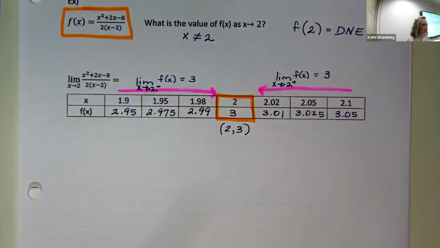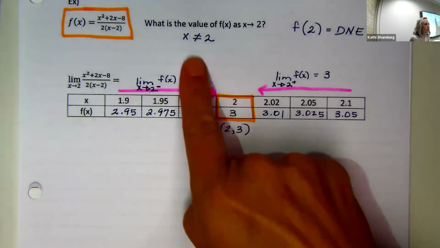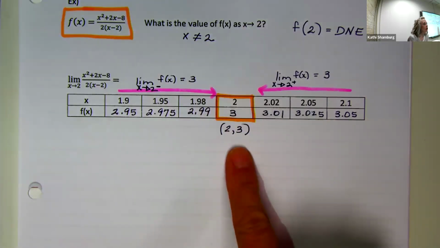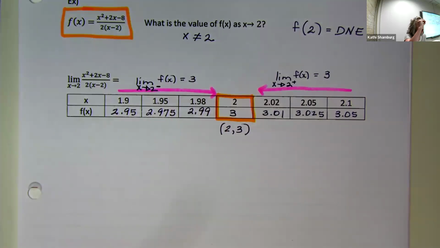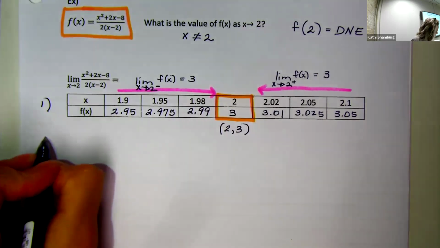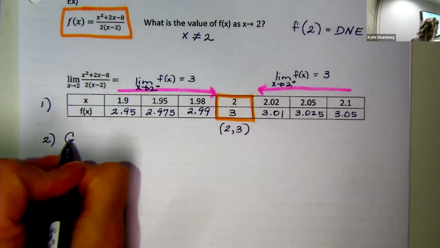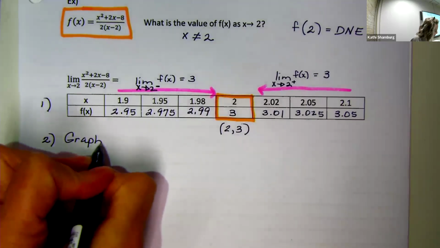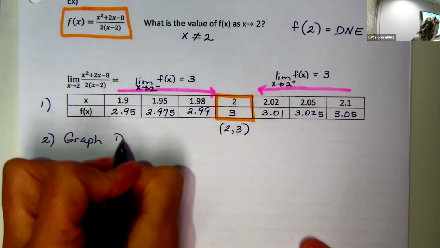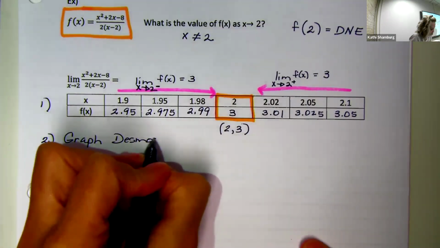Here's where you need to be careful. Can the x value be 2? No. So at this point on the graph, it would be represented by an open circle. Okay? So this was the first way we looked at. Second was a graph, which you could plug in and graph into Desmos.